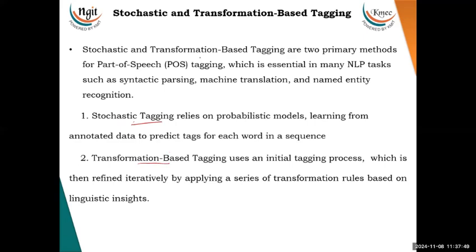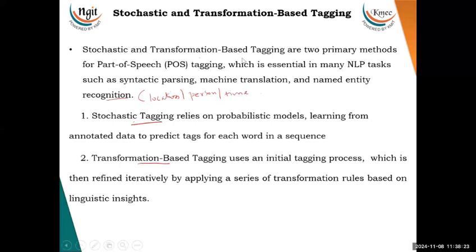Stochastic and transformation based tagging are two primary methods for parts of speech tagging, which is essential in many NLP tasks, such as syntactic parsing, machine translation, and named entity recognition. When I say named entity recognition, you already know it is to recognize the entities, whether that is a location, or defining some person, or giving you some time. And these are all entities.